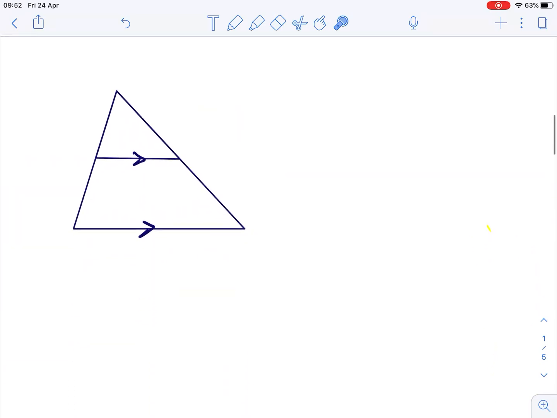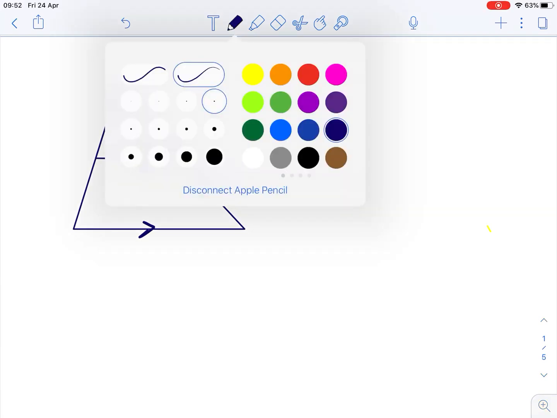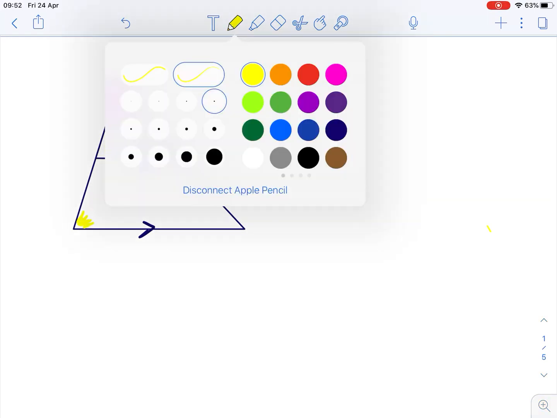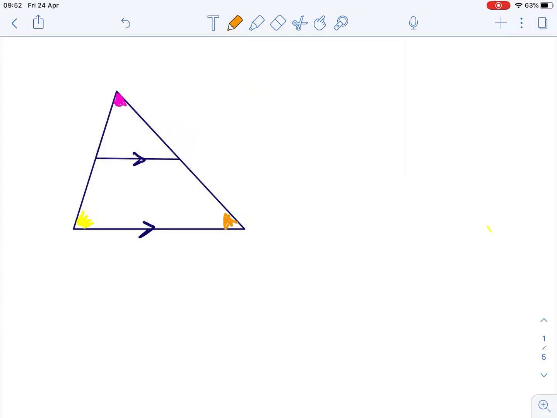So let's have a look at a couple of special cases. Now, it might not look like we have two similar triangles here, but the fact that we've got parallel lines is vital. If I start colouring in some of these angles again, so let's say this is a pink angle, this is a yellow angle, and this is an orange angle down in the bottom right. Then we do have two triangles here. We've got this smaller triangle at the top, and we've got this larger triangle overall.